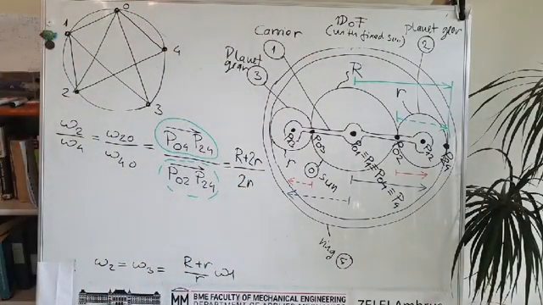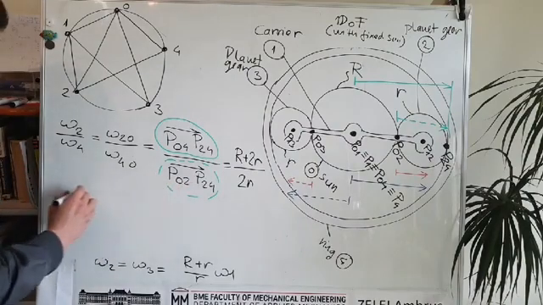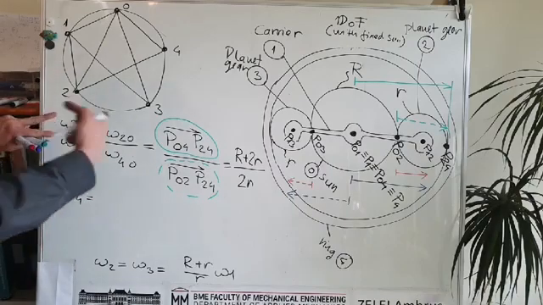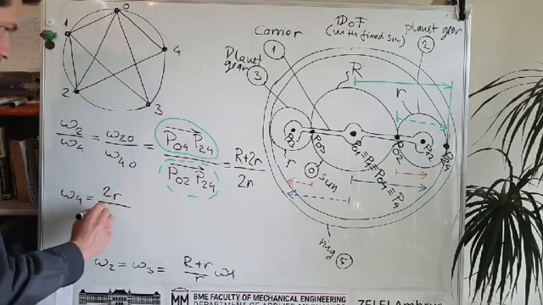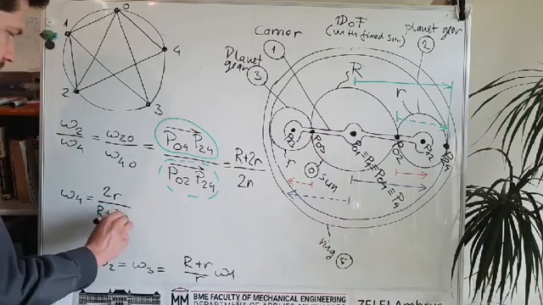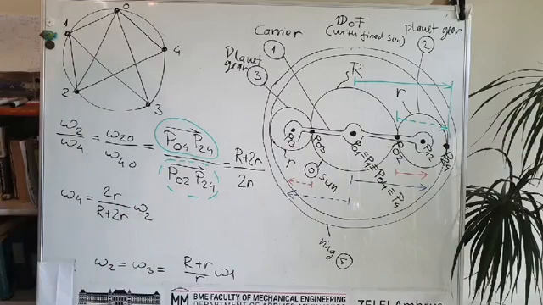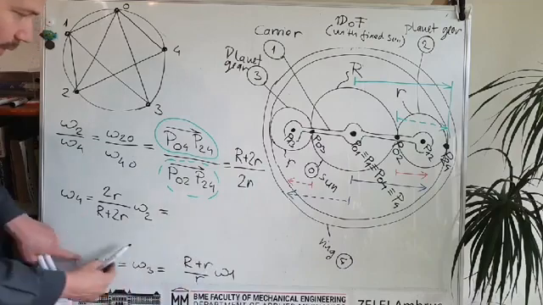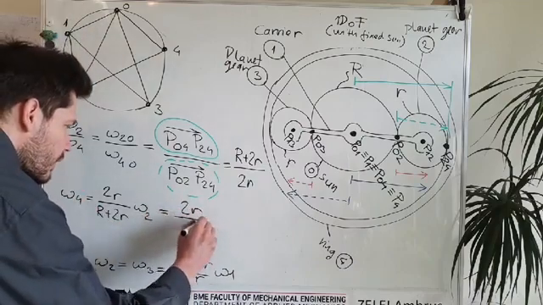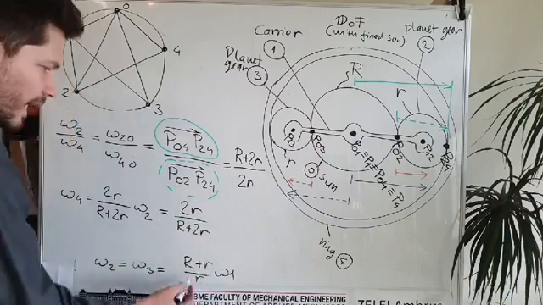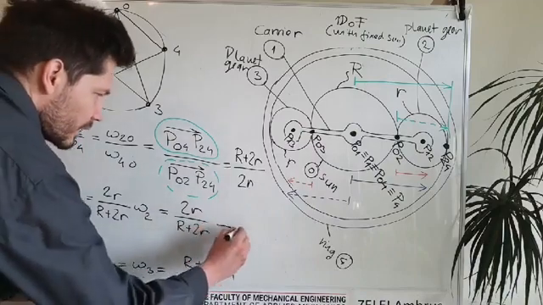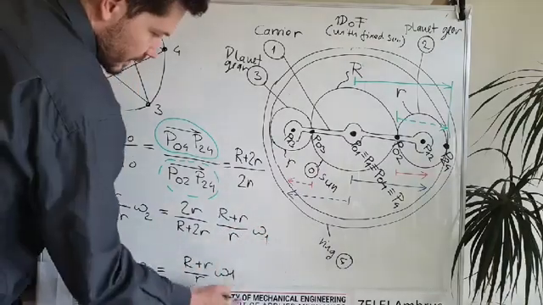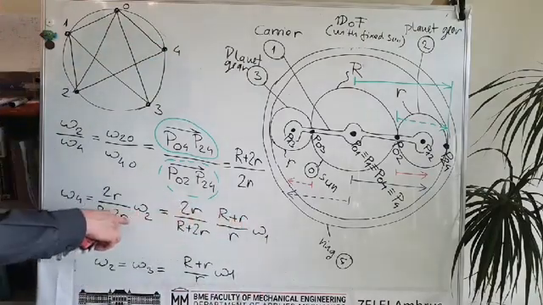So we have the formula, and then omega 4 can be calculated by multiplying everything and performing all of the calculations, and omega 2 is already done. So finally I can substitute this whole formula here. So this is 2r over (R plus 2r) times omega 2, which is this formula, (R plus r) over r times omega 1. It was just substituted from here.